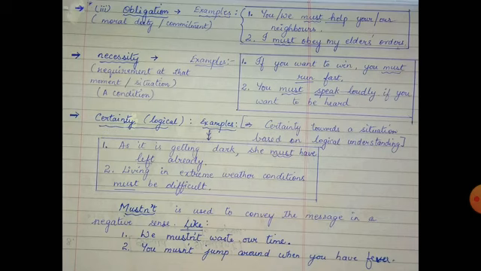Must has a negative form as well. We can write a negative sentence like we mustn't waste our time. Mustn't is the contraction of must not. So the examples are: we must not waste our time, or we mustn't waste our time. You mustn't jump around when you have fever. You mustn't go late for the interview. So examples you can keep on building. Try to find new sentences using these.